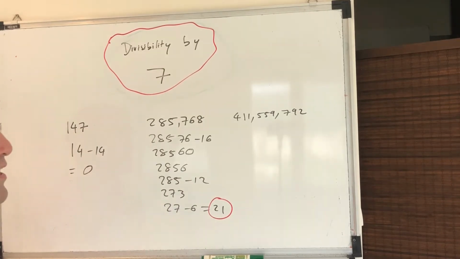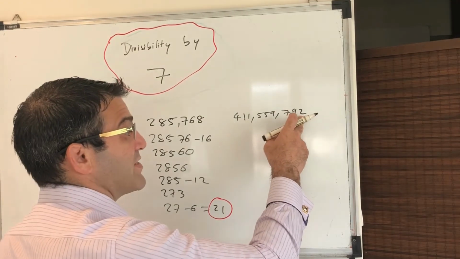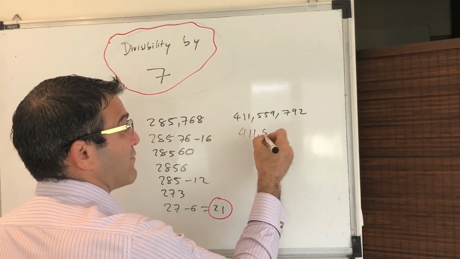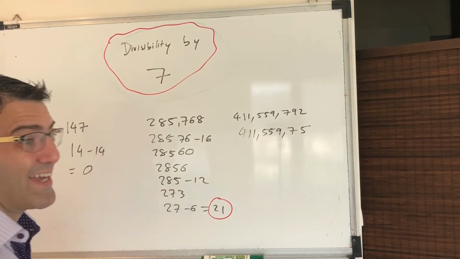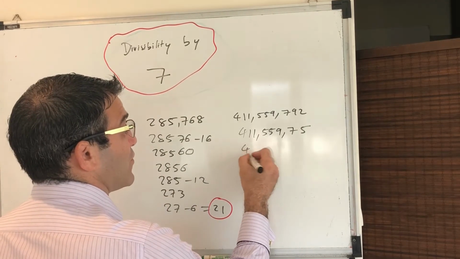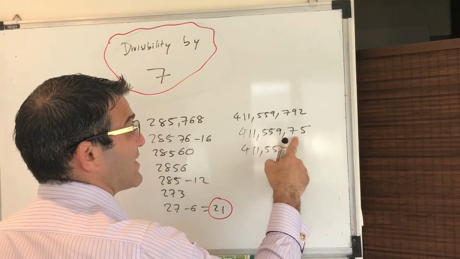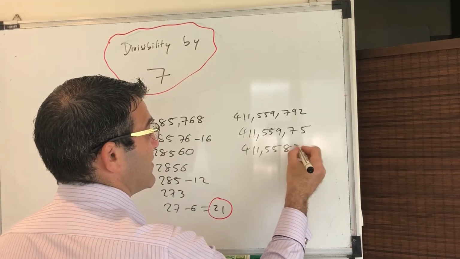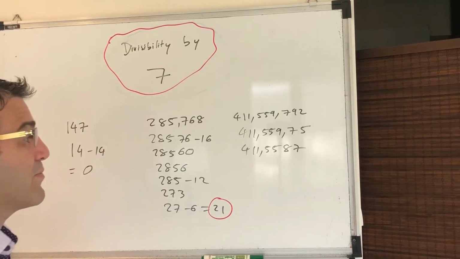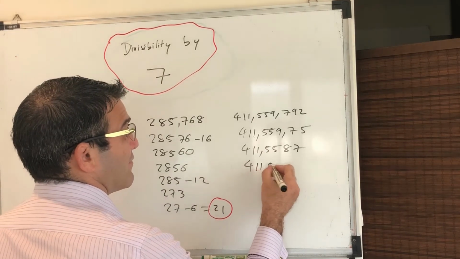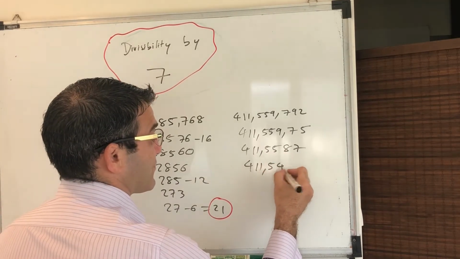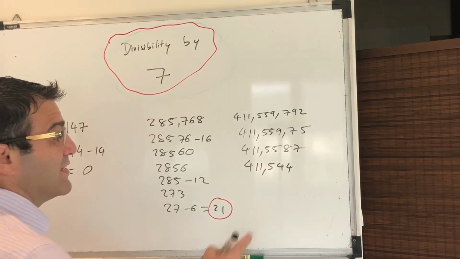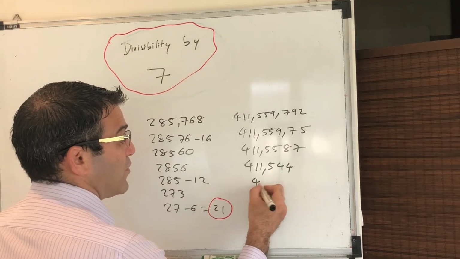We can do the same with 411,559,792. Double the last digit, I get 4, so it's 411,559,75. Double the last digit, I get 10, so I'll have to do 41155, and then 97 minus 10 is 87. Double the last digit, I get 14, so maybe I'll write this one out, 4115. Now 58 minus 14 is 44. Double the last digit, I get 8, so I'll have to do 54 minus 8, 411.